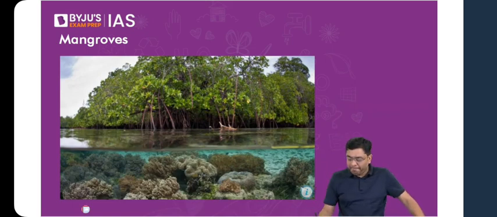Mangrove cell, Abhishek, is basically the new cell, a new organization which has been formed by the West Bengal government for promotion of mangroves. We will talk about this in the next weekend. Okay.